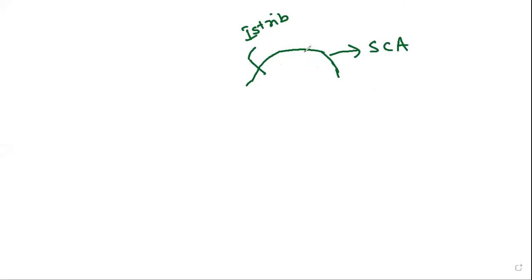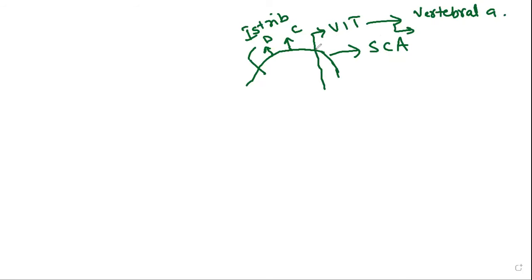Abhi dobara repeat kar deta hun. Don't worry. See here. This subclavian artery is giving here branches. VIT. Then giving here branch C. Then giving here branch D. VIT is what? Vertebral artery. I is your what? Internal thoracic artery.